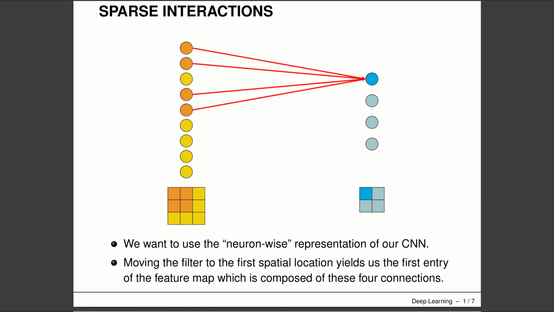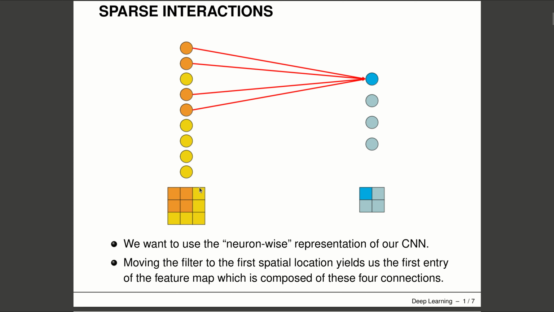Sparse interaction, sparse connectivity, or sparse weight has a similar meaning and concept, and it means a small kernel detects meaningful features such as edges. This is a property of CNN. It reduces memory footprint and also computational cost.